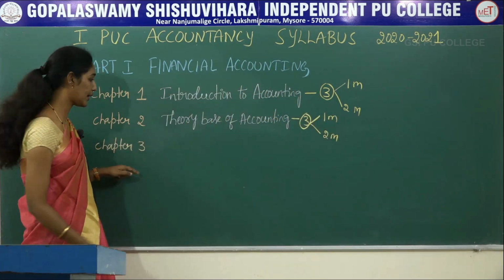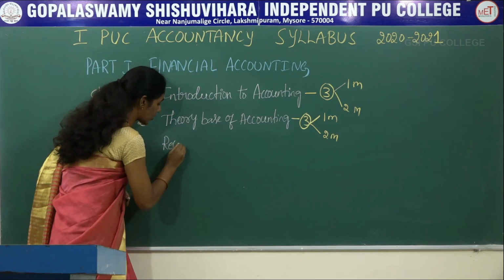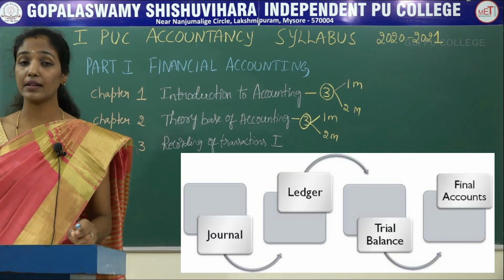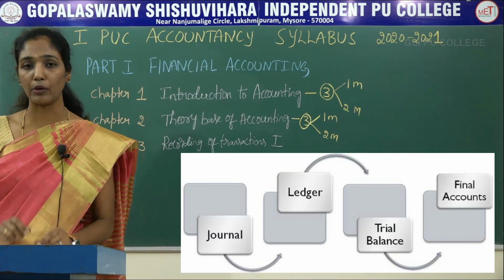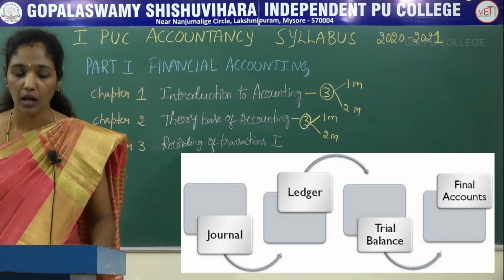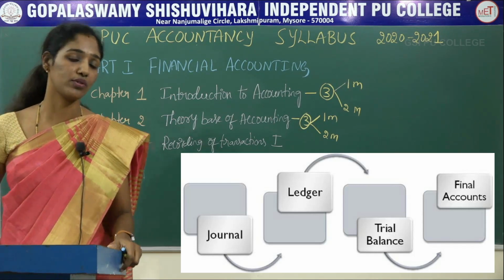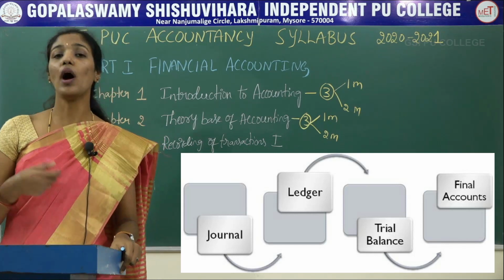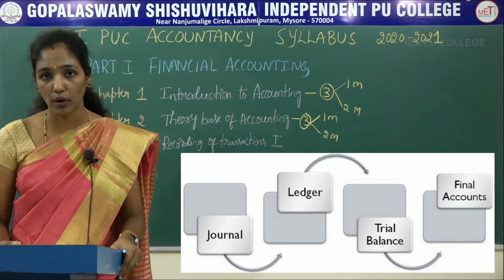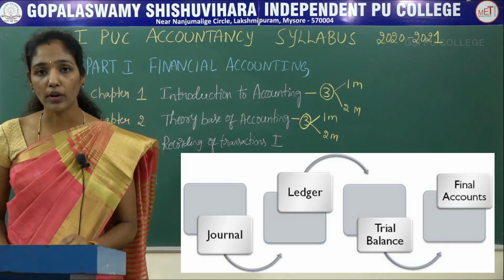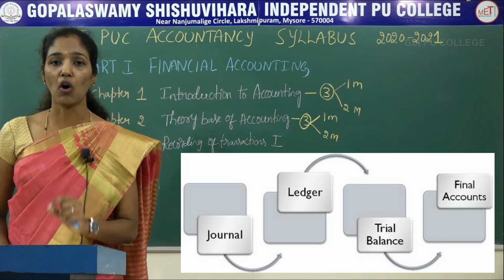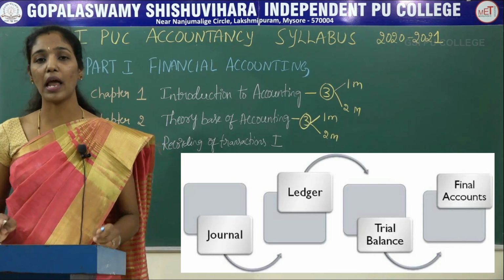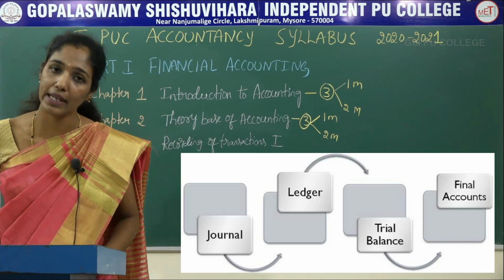The next, chapter 3, Recording of Transactions 1. This is a very important chapter. In this chapter, we will discuss the details of each step involved in the accounting process. The first step in the accounting process is identifying the transactions to be recorded. Once you identify the transaction to be recorded, where do we record it? It should be recorded in the original book of entry called the journal, and then posted to the individual accounts in the principal book called the ledger.